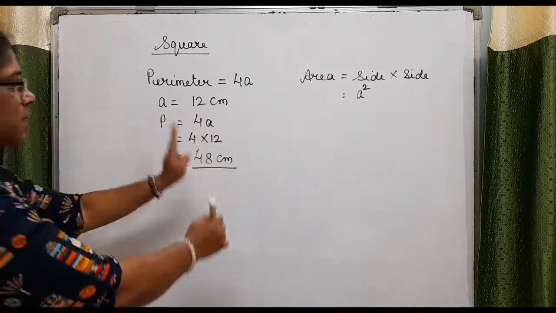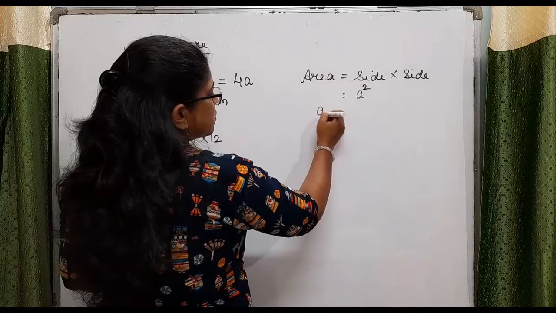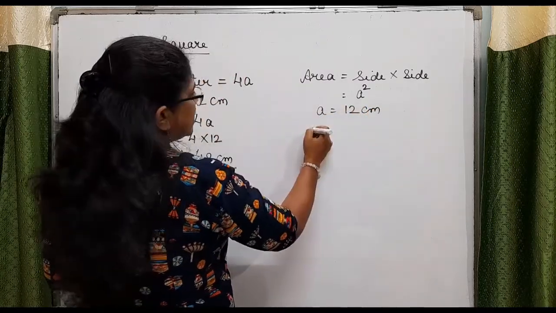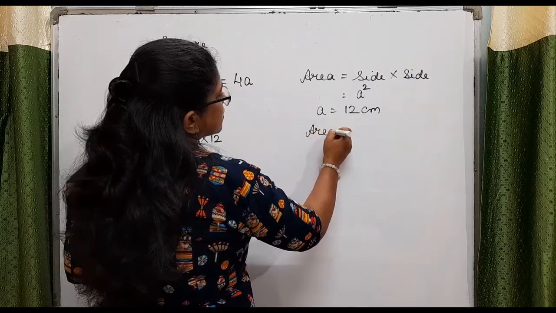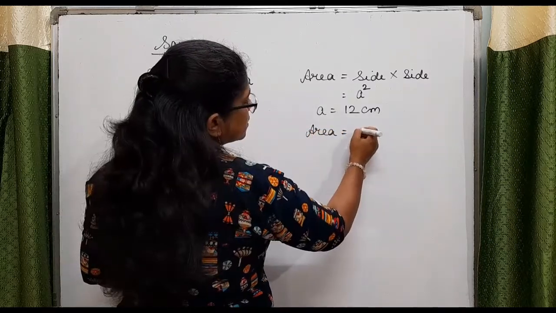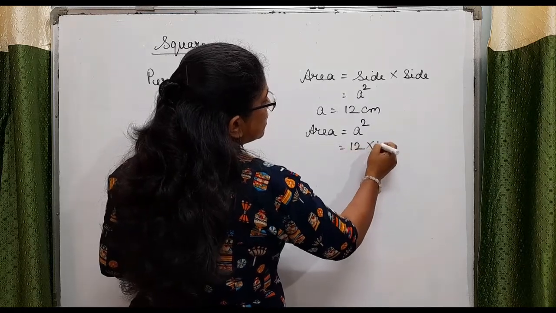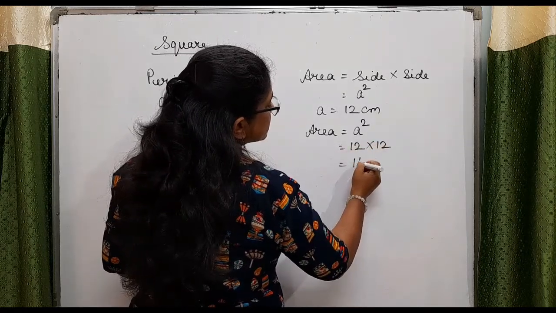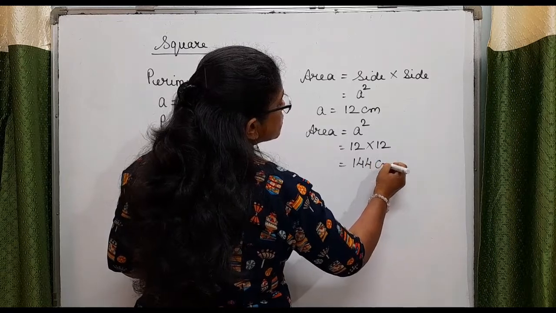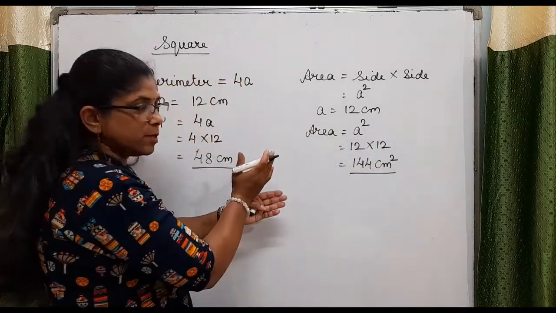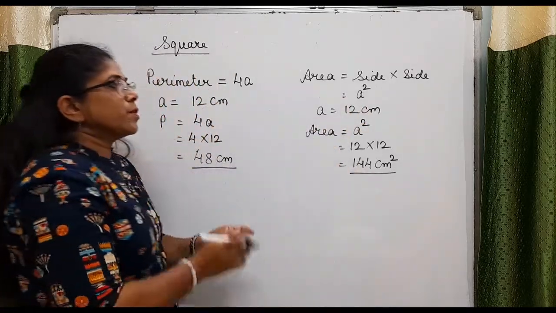Let's take the same example. Length of one side of this square is 12 centimeters. So its area. Area of this square is A square, that is 12 into 12. 12 12s are 144 centimeters square, because here we are multiplying centimeter into centimeter.